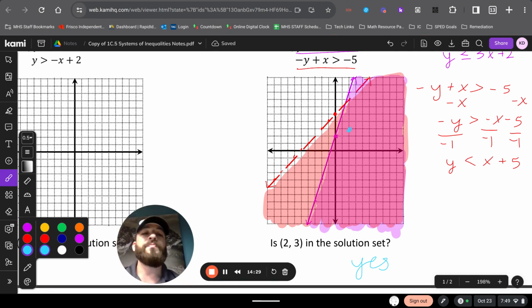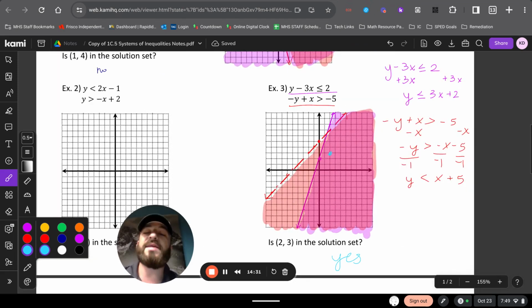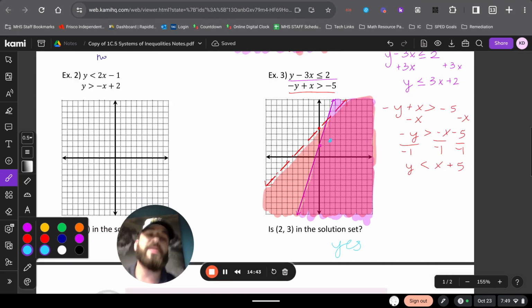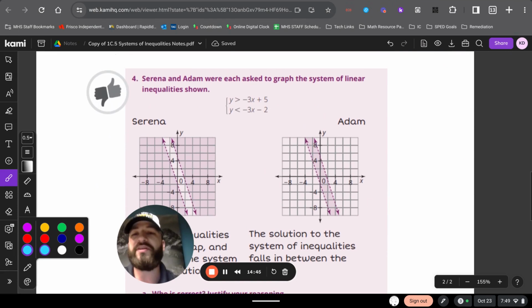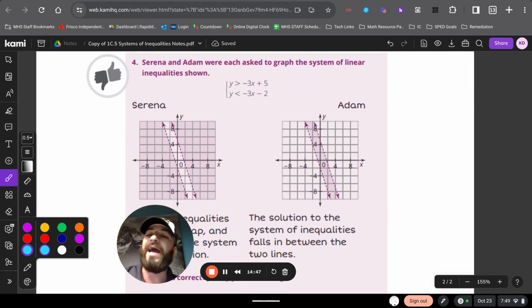Okay, so really only difference on example 3 from either the other 2 examples we had is that we had to solve those equations for y really quickly before we could actually graph them. So nothing too crazy, nothing too different. Okay, let's kind of look at these from a little bit of a different perspective. Let's look at what Serena and Adam have going on.